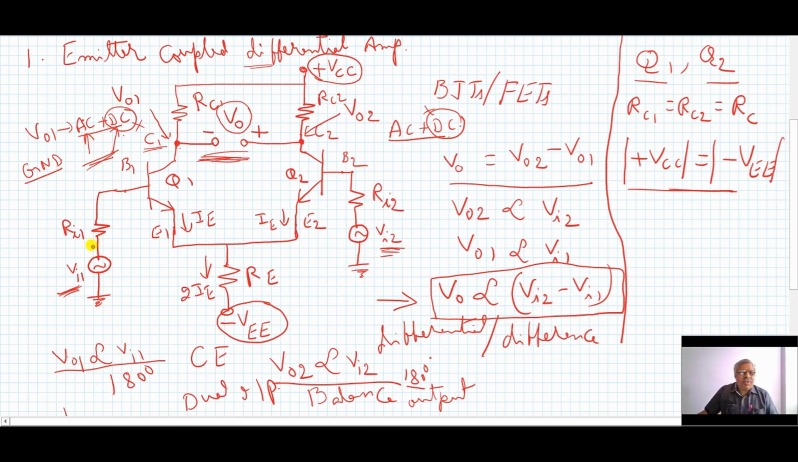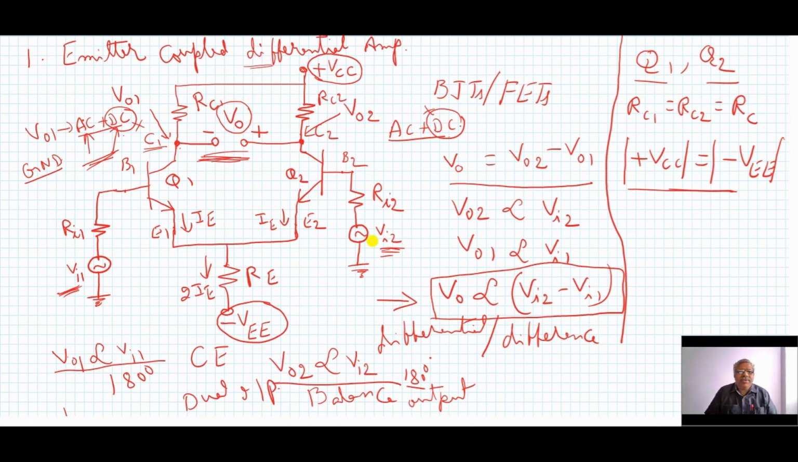You can apply the two input signals VI1 and VI2, and you can collect the output at collector C1 with respect to ground or collector C2 with respect to ground. That is called dual input unbalanced output.